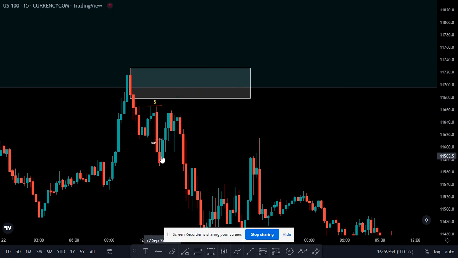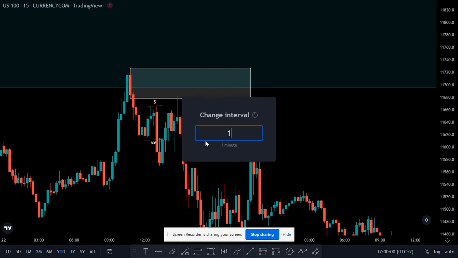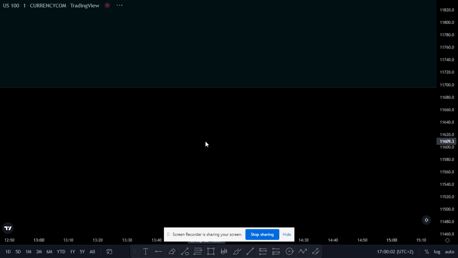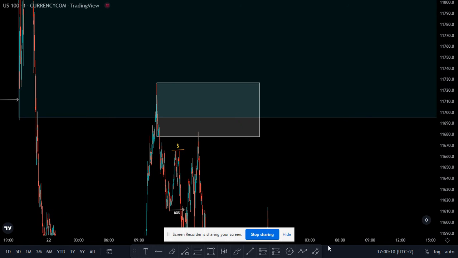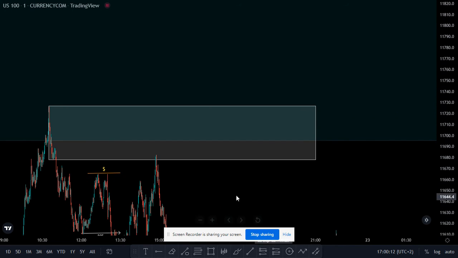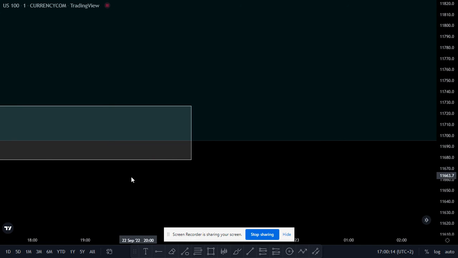So when the market was around here, as it was retracing, pulling back, we went to the 1 minute in order for us to take our trade. So in the 1 minute chart, that's where we actually refined our order block so that we can try and minimize our stop loss.